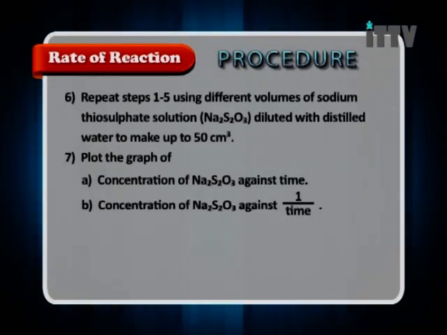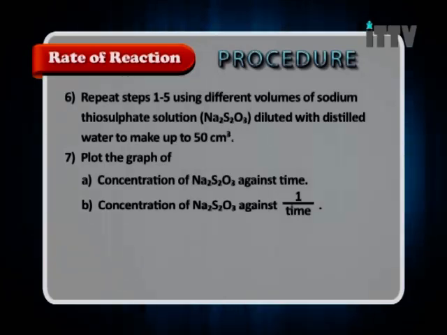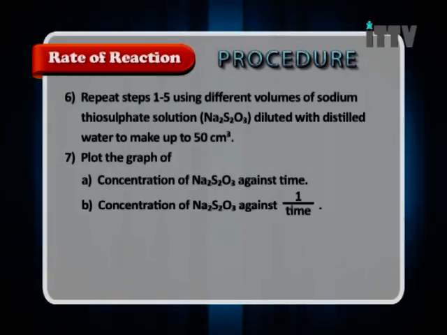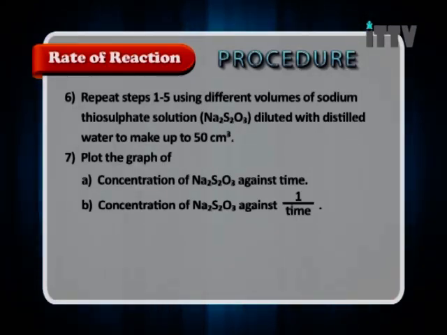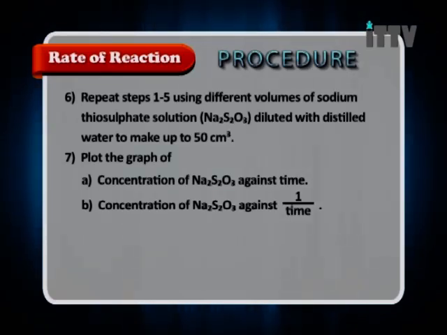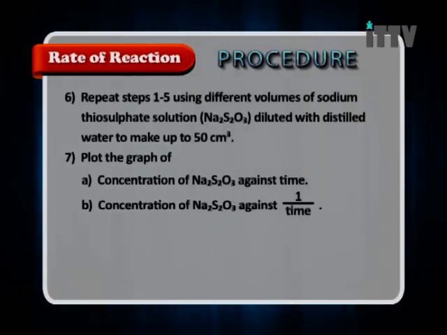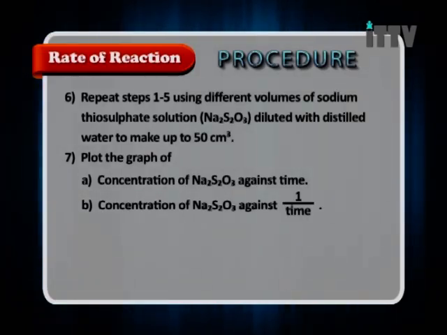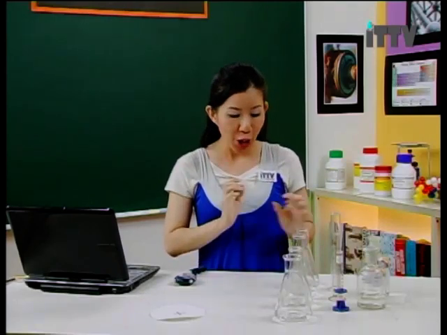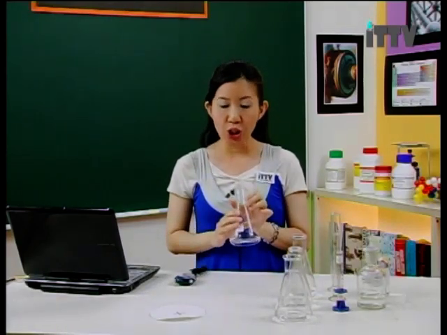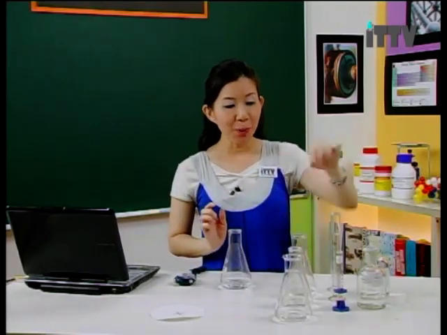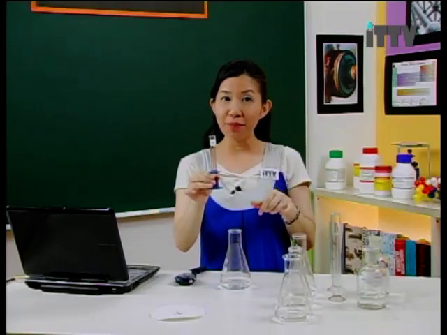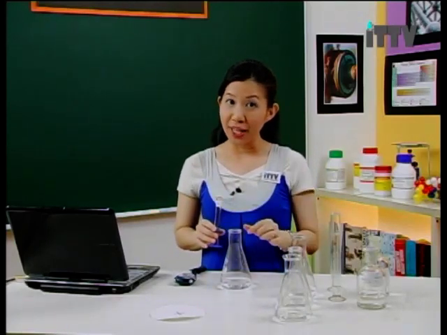Next, we repeat steps 1 to 5 using different volumes of sodium thiosulfate solution that has been diluted with distilled water to make up to 50 cm³. Lastly, we plot the graph of A, concentration of sodium thiosulfate against time, and B, concentration of sodium thiosulfate against 1 over time. So let us start the experiment now with the first conical flask, which contains undiluted sodium thiosulfate solution. So I will pour in hydrochloric acid, 5 milliliters, into the conical flask.